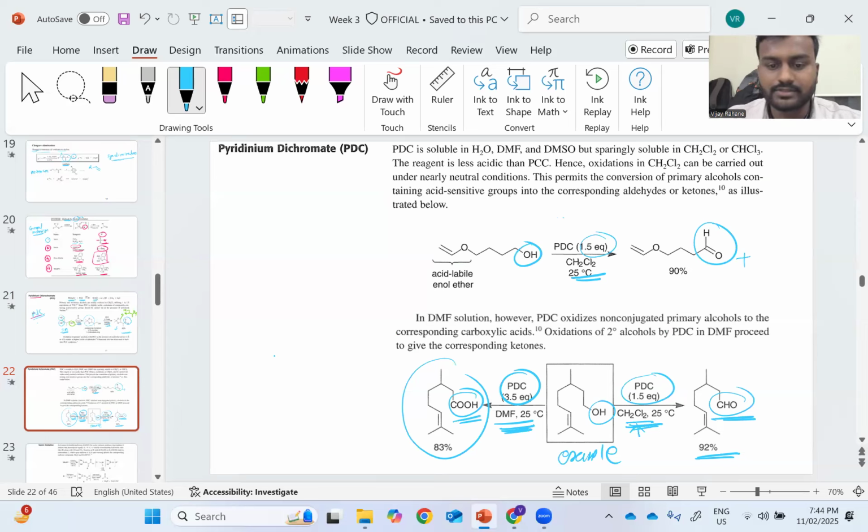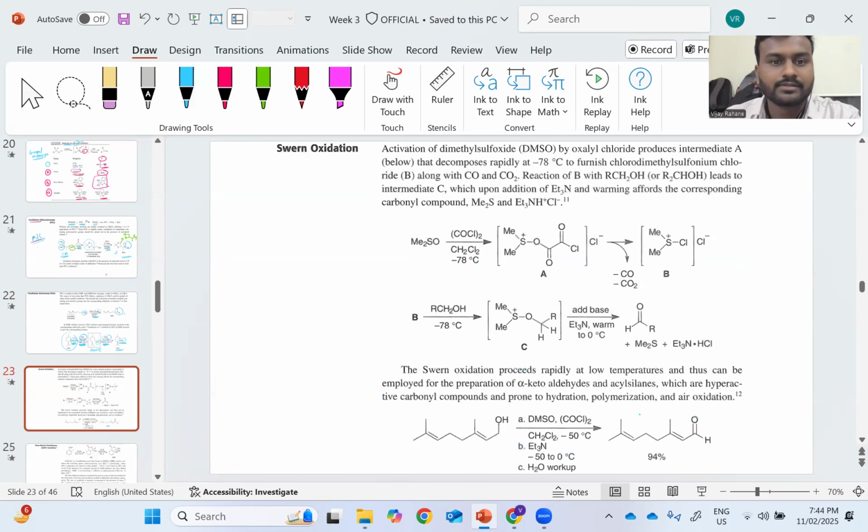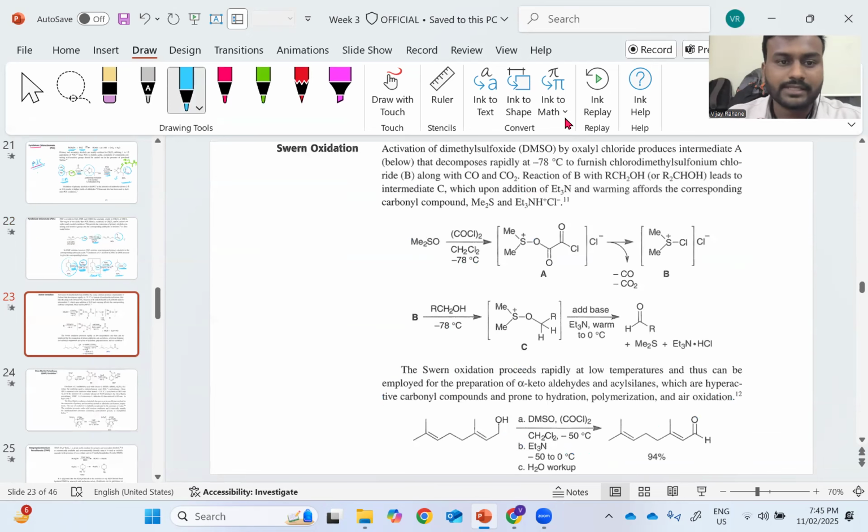And if you change the solvent, let's say DMF, with the excess of PDC we get selectively the alcohol converted into the aldehyde. But when you use the equivalent amount of PDC reagent in the DCM solvent, we are able to achieve selectively the aldehyde.